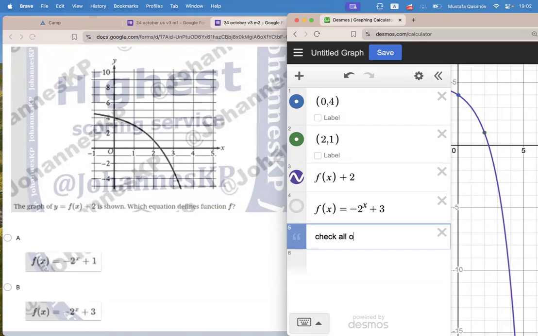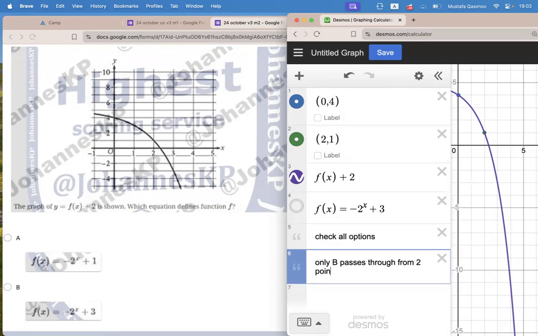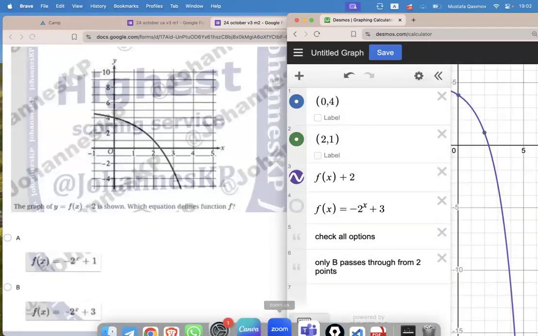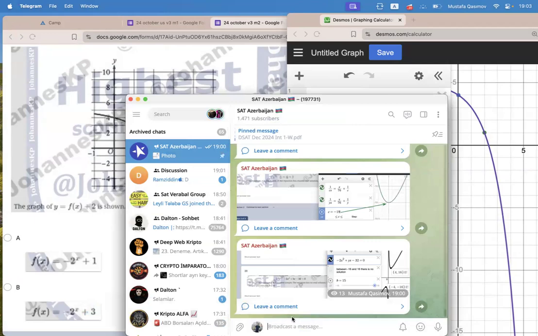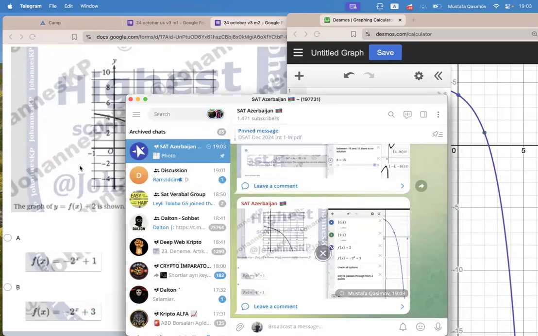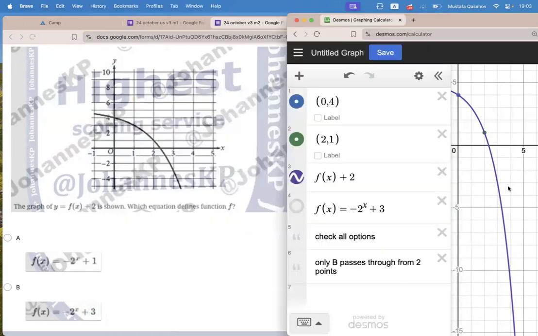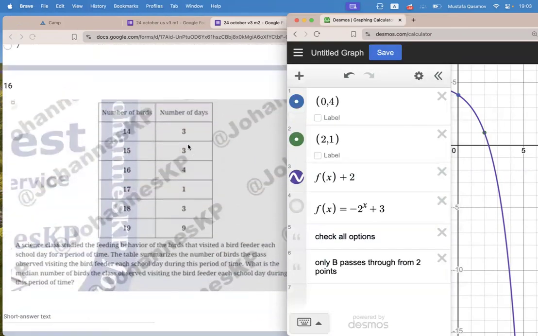Check all options. Only B passes through the 2 points. Any question? Okay. That one.